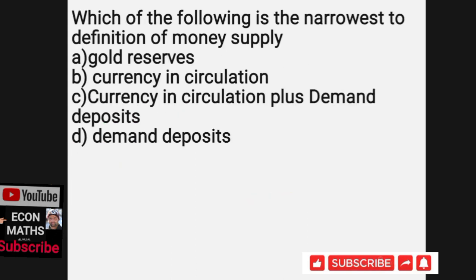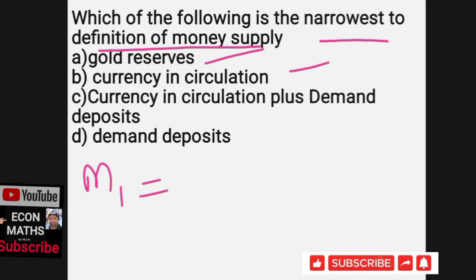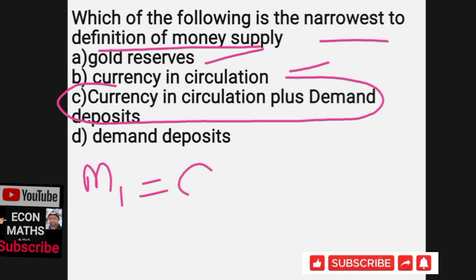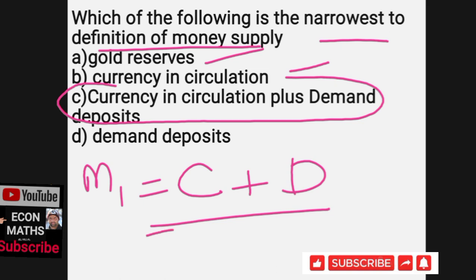Next question is, which of the following is the narrowest definition of money supply? That is, we are being told to explain M1. The first option is gold reserve, second is currency in circulation, third is currency in circulation plus demand deposits, and fourth one is demand deposits. The correct option is C, currency in circulation plus demand deposits, the narrowest definition of the money supply.